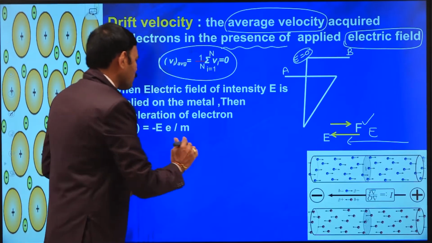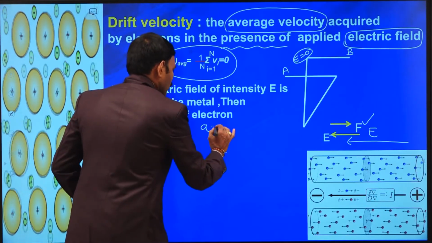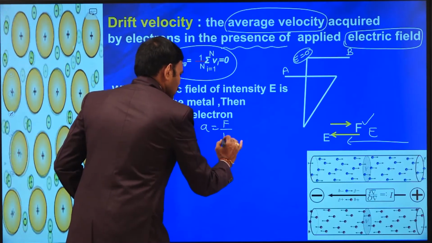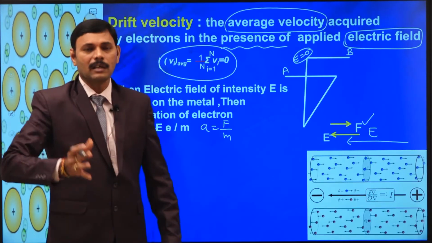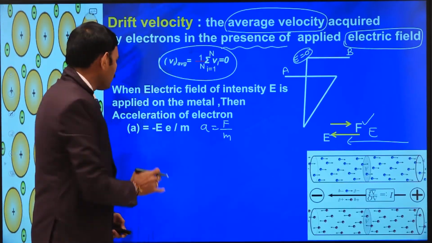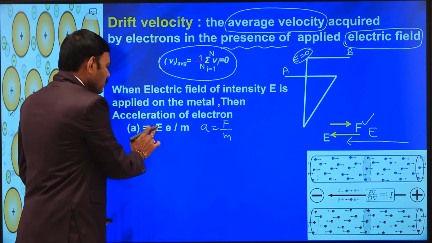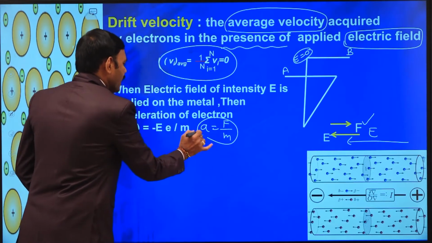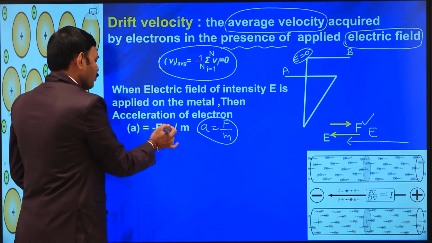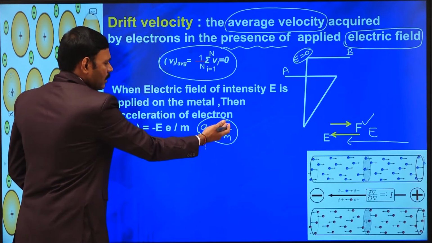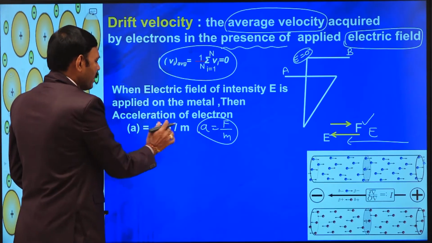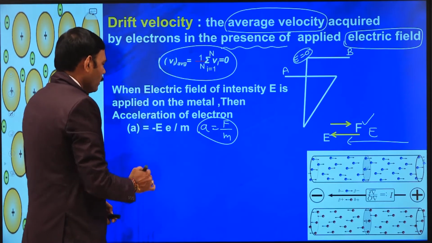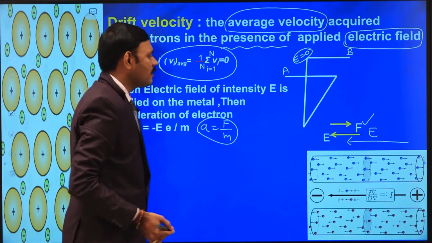Acceleration is equal to force by mass. Students, we know that acceleration is force by mass. Force is equal to QE in electrostatics. Q means the charge of the electron into E, the electric field. This is the force by mass. So from this formula, acceleration becomes minus eE by m. The minus sign indicates that the acceleration is opposite to the direction of the electric field.